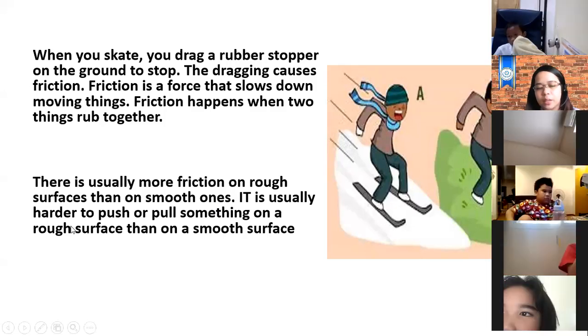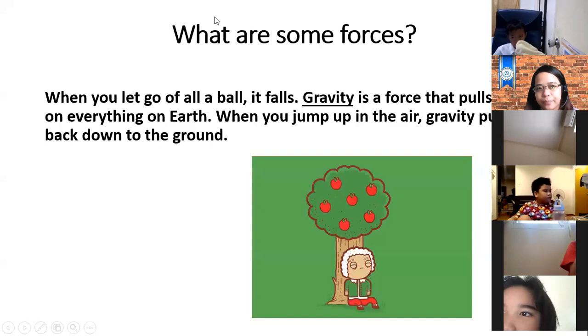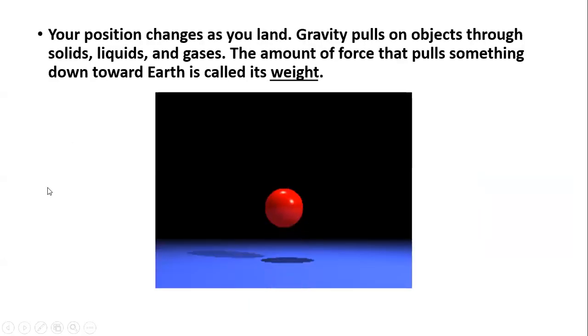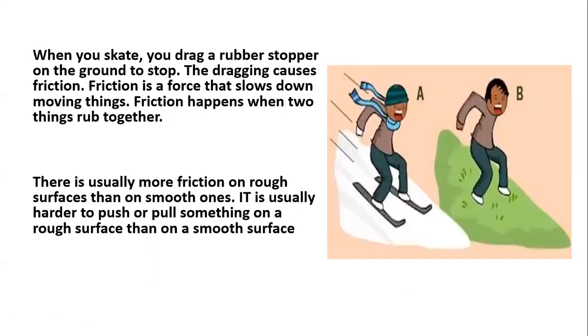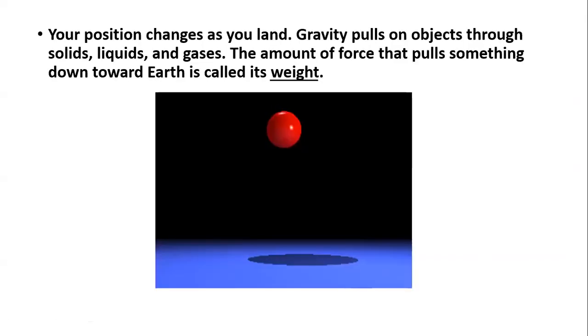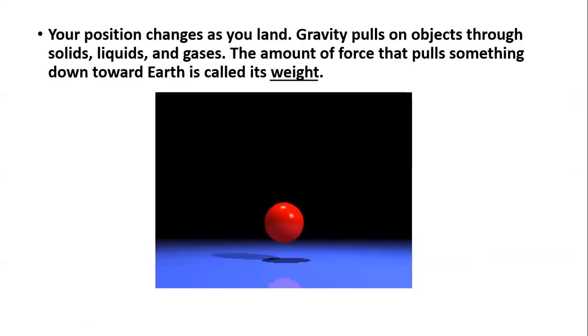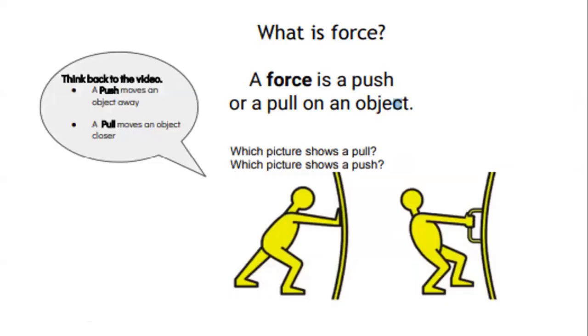So those are the three types of force. You have gravity, weight, friction. But force is also included with the push and pull. So here, again, force is a push or pull on an object. What you can see here, you have pull, pull, and then push.